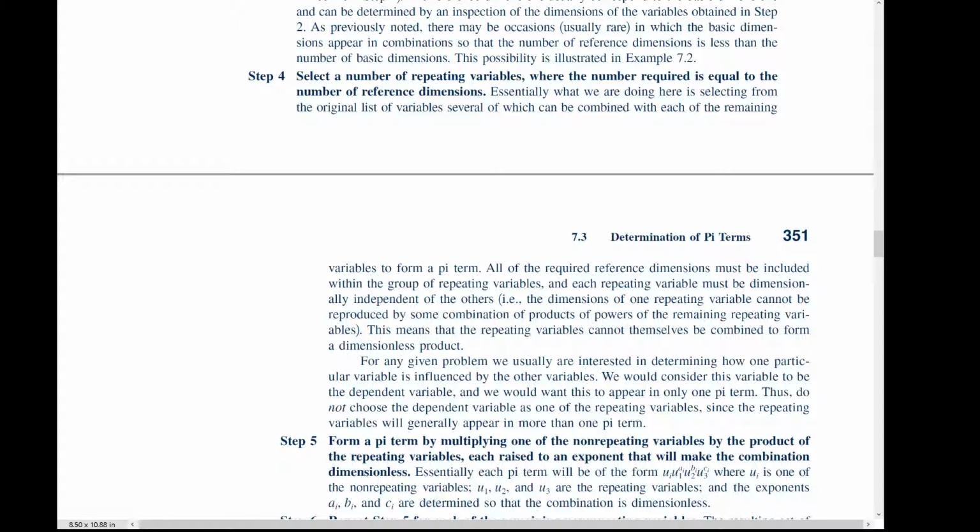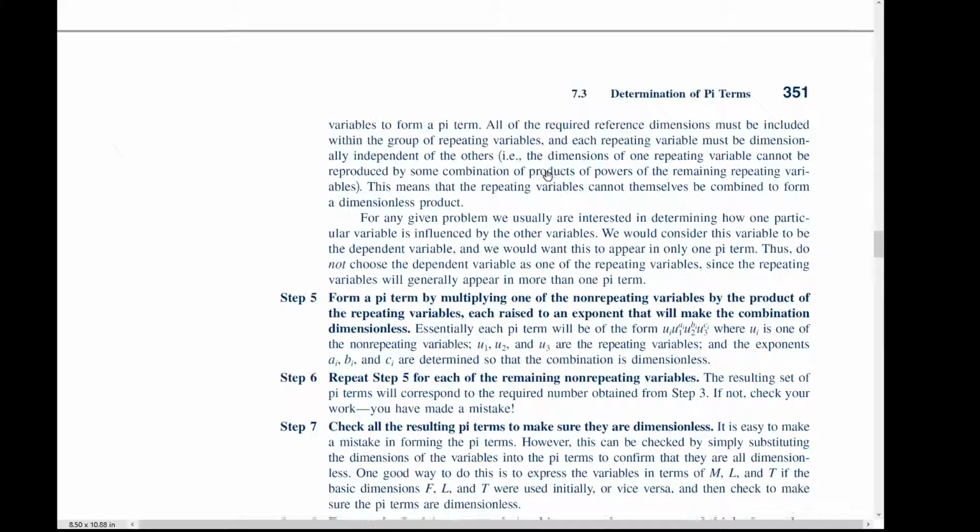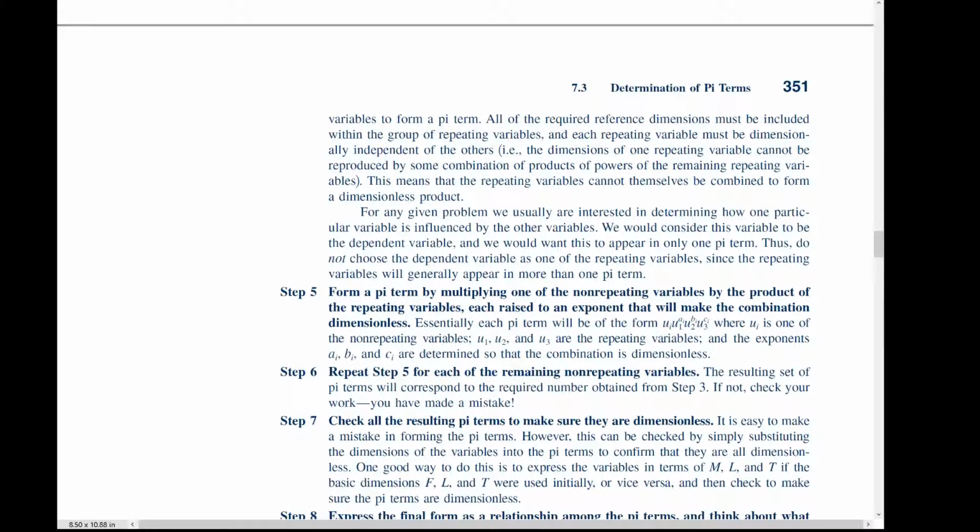Essentially, what we're doing here is selecting from the original list of variables, several of which can be combined with each of the remaining variables to form a pi term. All of the required reference dimensions must be included within the group of repeating variables, and each repeating variable must be dimensionally independent of the others.